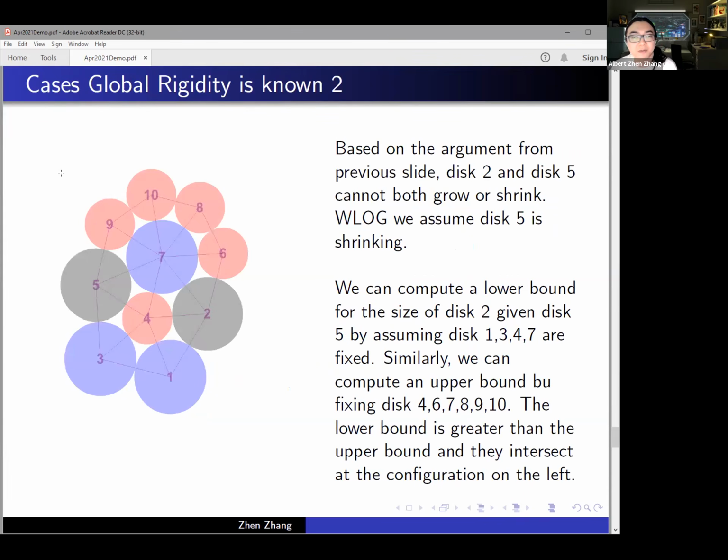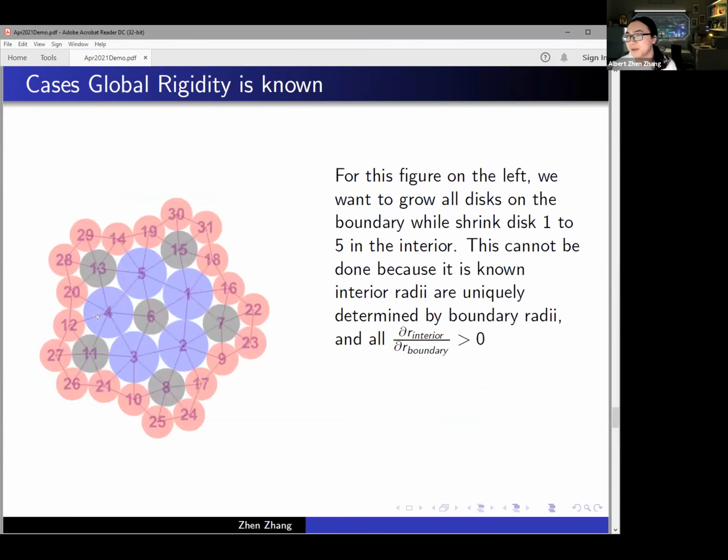That is also globally rigid. Based on the arguments from the previous slide, 2 and 5 cannot both grow or shrink. If they are both red, you have a red ring surrounding a blue. If they are both blue, you have a blue ring surrounding a red. And by the argument we previously had, that's not allowed.